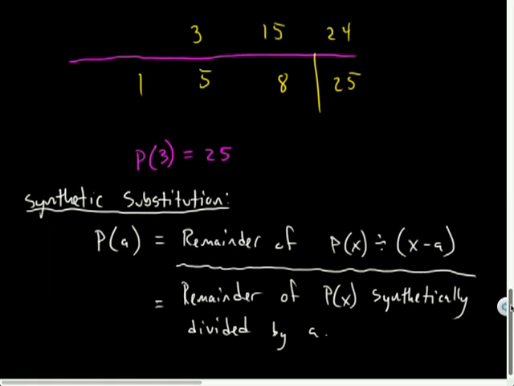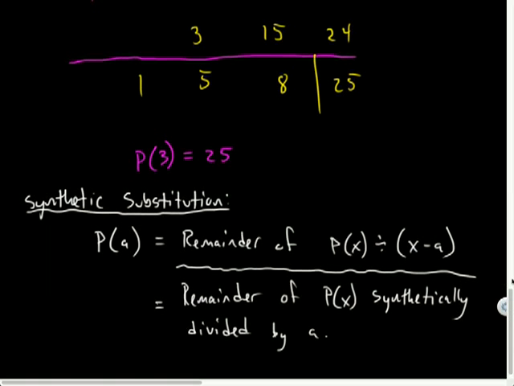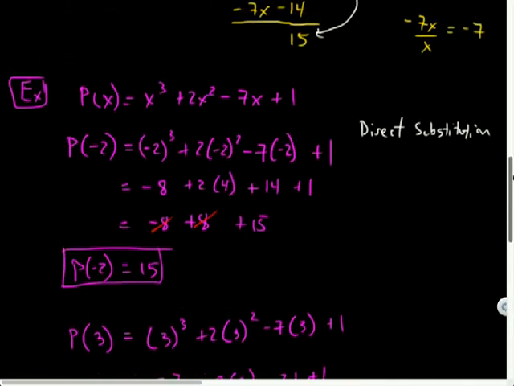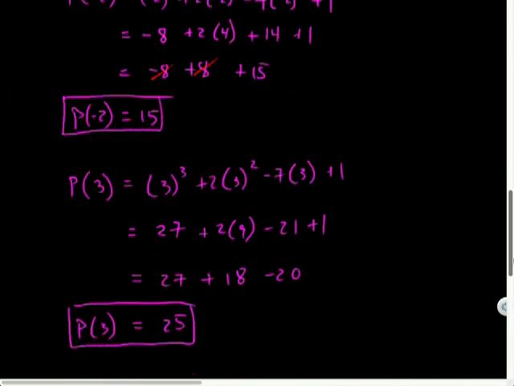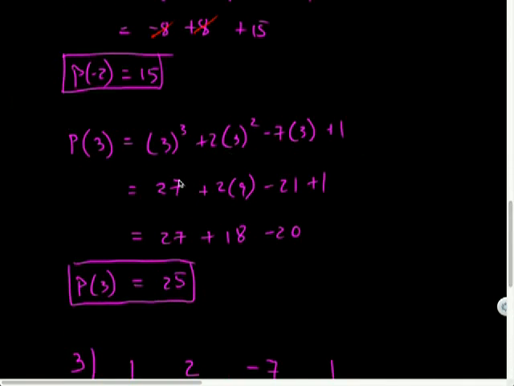I want to justify why it would be worth knowing this method. All right, so check this out. When I did direct substitution of p of 3, I had to know PEMDAS fully. I did exponents, multiplication, addition and subtraction. I didn't do division there, but I used 4 separate operations in order to figure that out. And I had to do it in the right order.